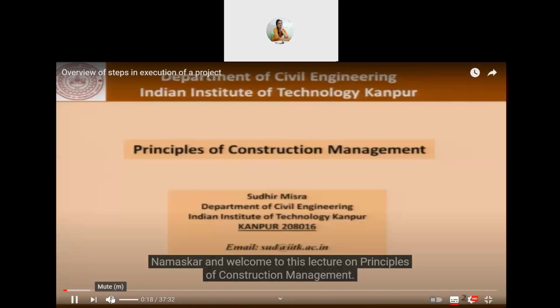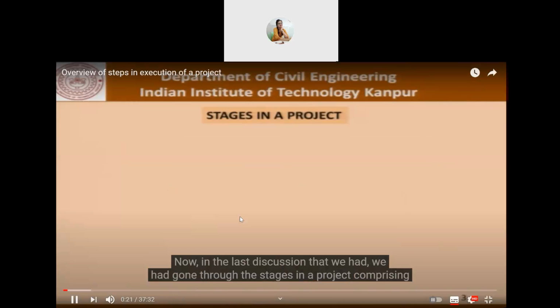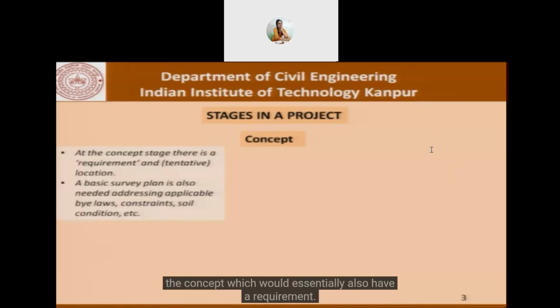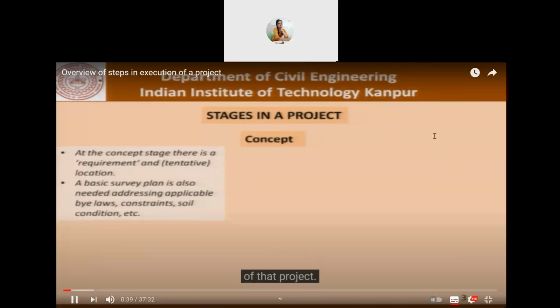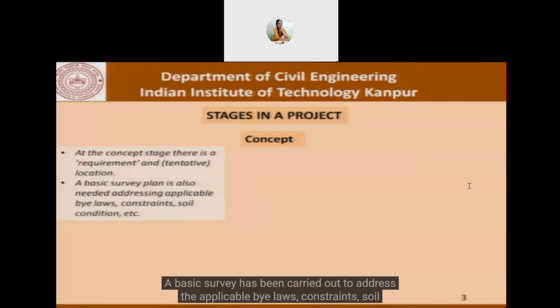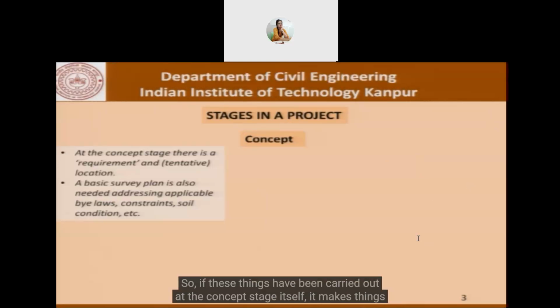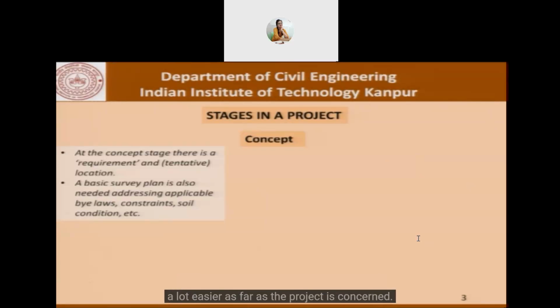On principles of construction management. Now, in the last discussion that we had gone through the stages in a project comprising of the concept, which would essentially also have a requirement. That means there is already a requirement and the client knows the tentative location of that project. A basic survey has been carried out to address the applicable bylaws, constraints, soil conditions, and so on. So if these things have been carried out at the concept stage itself, it makes things a lot easier as far as the project is concerned.